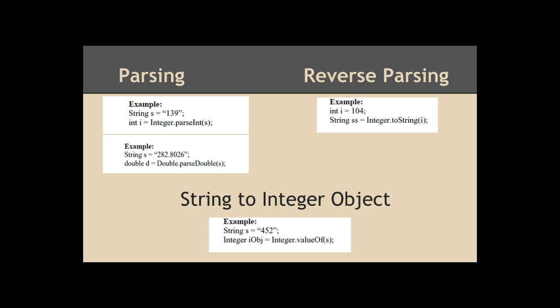But that's pretty straightforward, and then in the argument you put the variable or the number or the string value, whatever it is. And then reverse parsing is Integer.toString, which will take an integer value or a double value if you use the Double class and send it back to a string. And then string to integer uses valueOf, which is one of the methods of the Integer wrapper class.